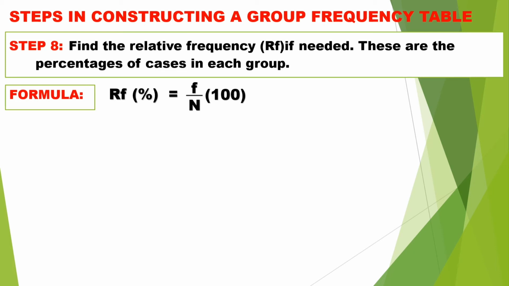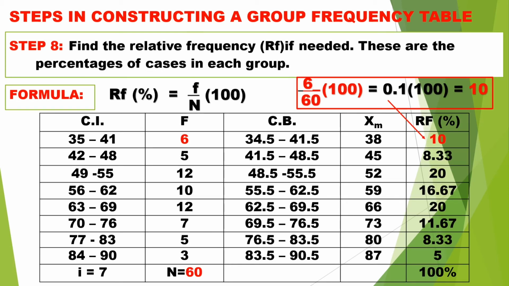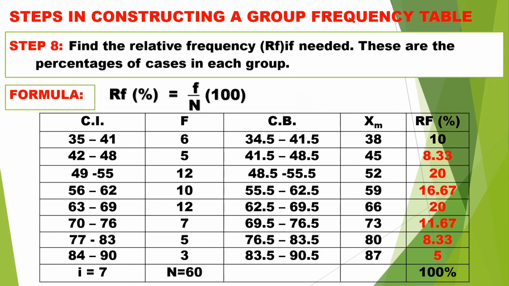Example, the relative frequency in the first class is 6 over 60 times 100. 6 over 60 equals 0.1 times 100 equals 10. That's why the relative frequency of the first class is 10%. Continue to repeat the process until you completed all the relative frequency of the 8 class intervals. Then add all the relative frequencies. The sum must be 100%.